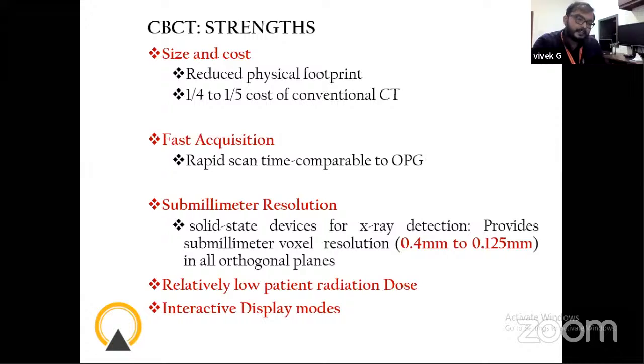So it is very much comparable to an OPG scan in terms of the time for the scan required. And the resolution that we can boast of is about 0.125 millimeter. That's the smallest resolution. That is, you can identify 2 points closely set together, 0.125 millimeter apart. So that much of visual effect can be obtained with the help of CBCT.